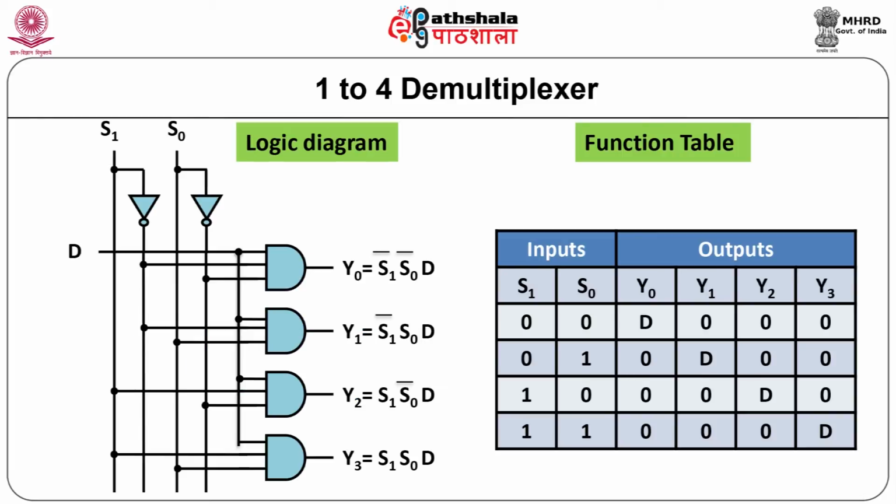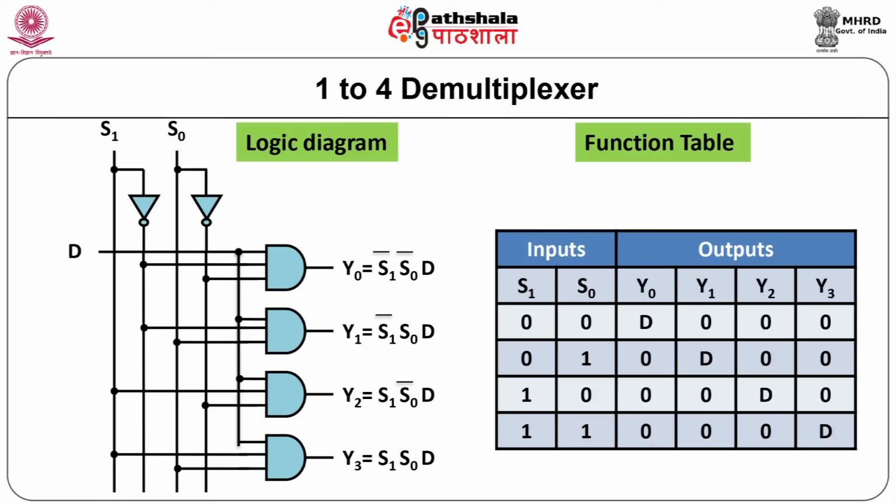Let us now consider the logic symbol as well as the logic diagram for 1 to 4 demultiplexer. We can obviously derive the logic diagram from the function table. As you can see, there are 4 outputs. Let us write the Boolean expression for each output. Y0 is a product of 3 terms. So, naturally we have to use 4 AND gates.